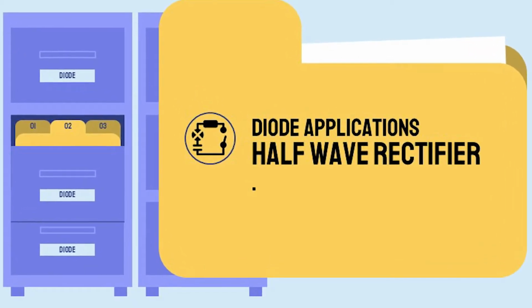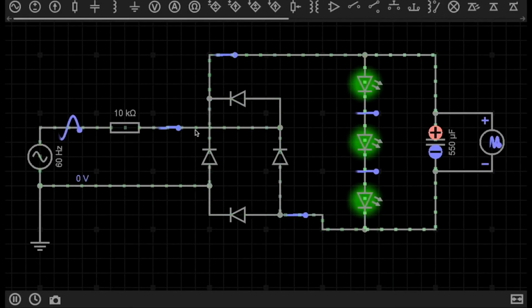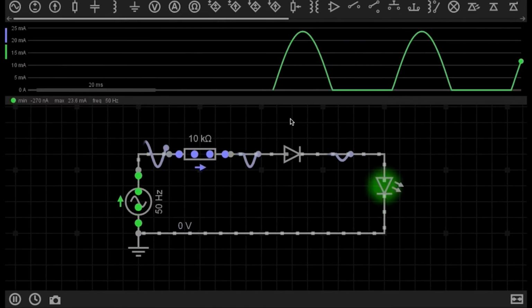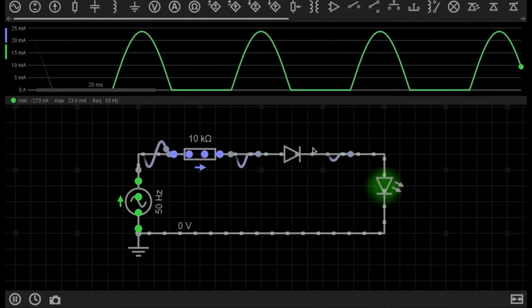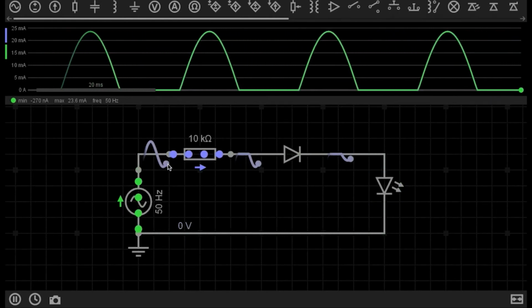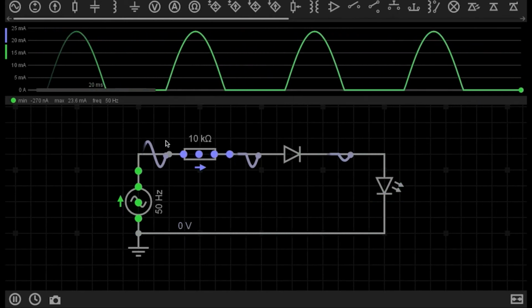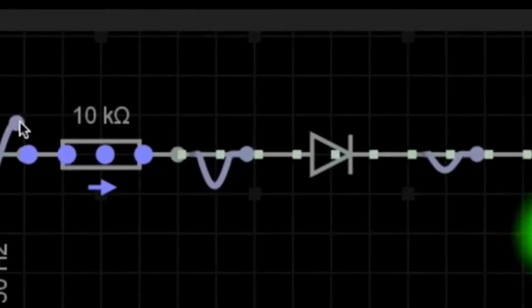Diode application: half-wave rectifier. A half-wave rectifier is defined as a type of rectifier that only allows one half cycle of an AC voltage waveform to pass, blocking the other half cycle. Half-wave rectifiers are used to convert AC voltage to DC voltage and only require a single diode to construct.